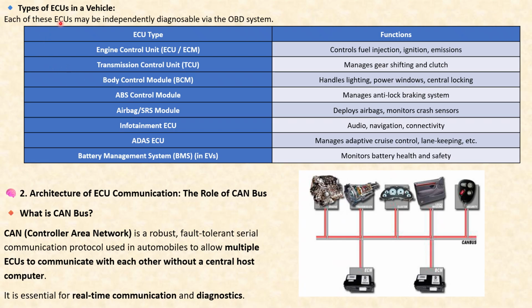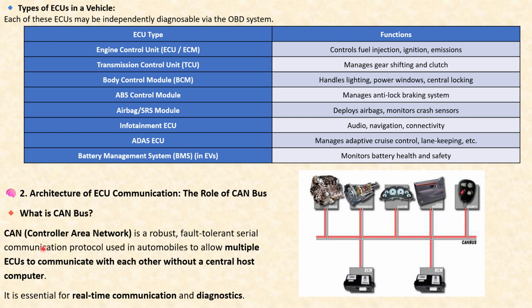Now, what are the various types of ECUs in the vehicle? This is more like general knowledge, but I'll briefly touch upon it. ECU types like engine control unit, transmission control unit, body control unit, ABS control module, airbag SRS module, infotainment ECU, ADAS ECU, battery management system. These are the various types of ECUs, and I will not go into explaining them because I am sure all of you with decent automobile knowledge have some prior knowledge about the types of these ECUs. But in case you have any doubt, you can always pause the video and read the functions which I have mentioned here.